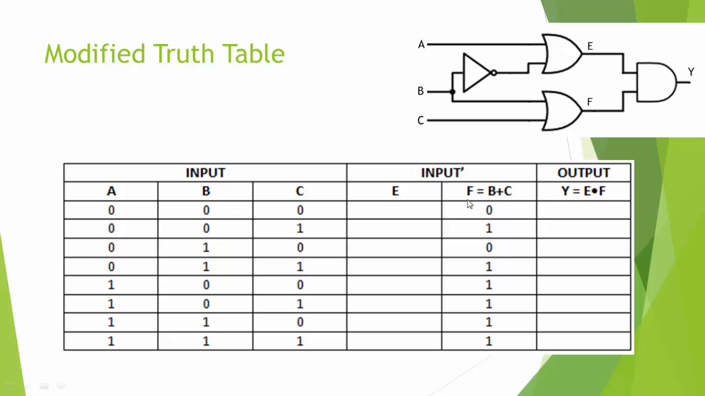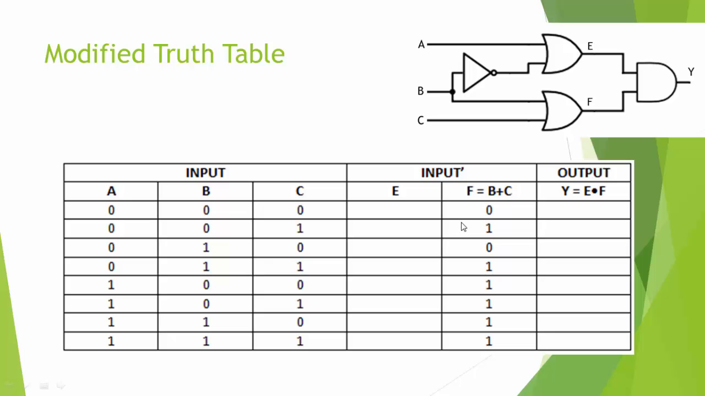And F is really easy to predict. It's just B or C. And so we can quickly predict the outputs from these because it's a simple OR gate, just examining B or C. But E is a little more complicated. Remember that E is actually equal to A or not B.